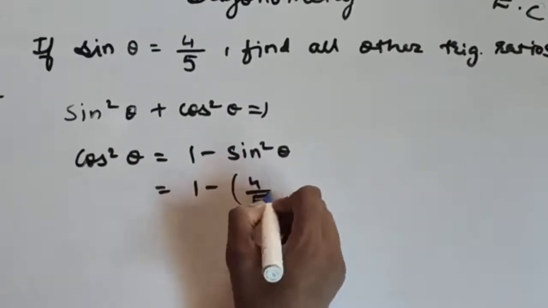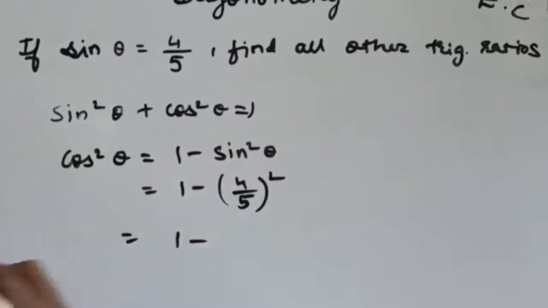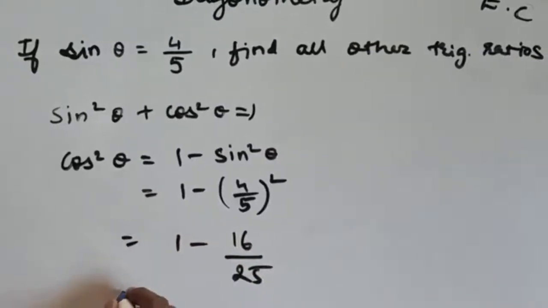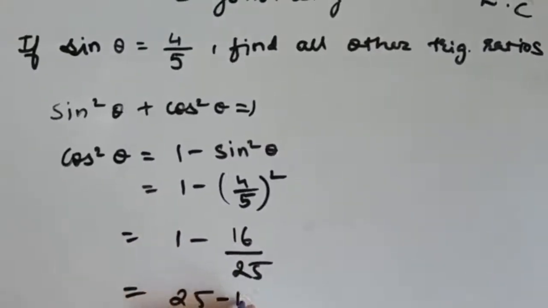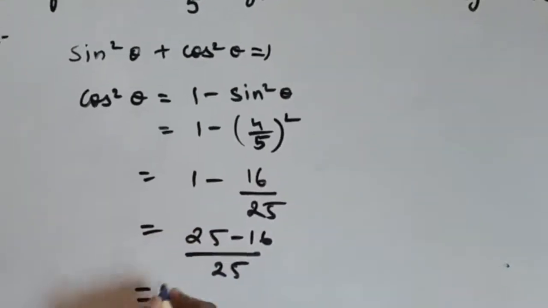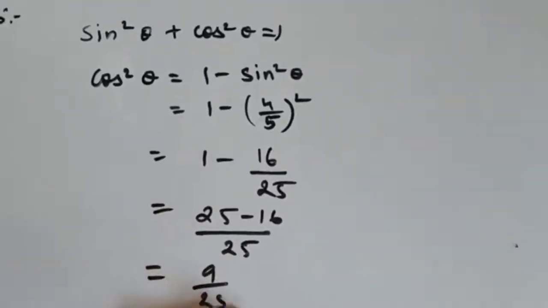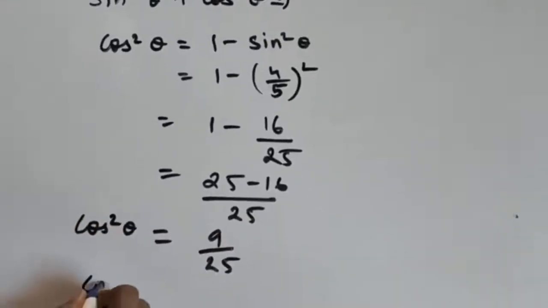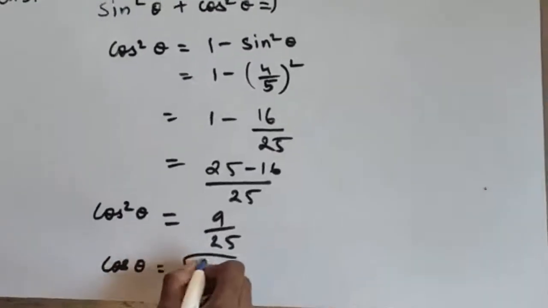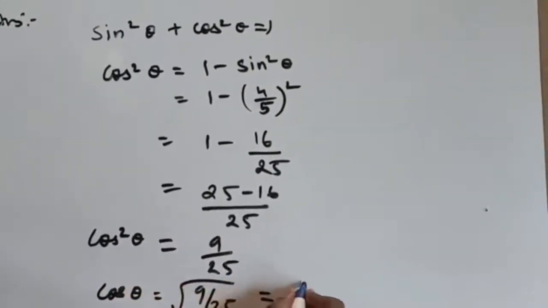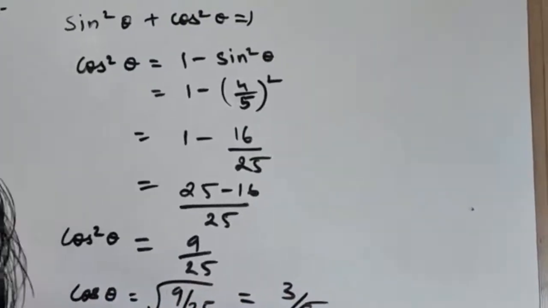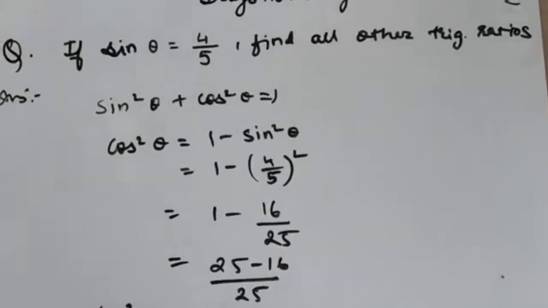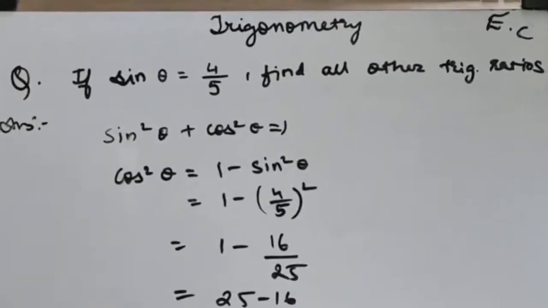So 1 minus 4 by 5 square. It will be 1 minus 16 upon 25. On solving this, it will be 25 minus 16 upon 25. 25 minus 16 is 9 upon 25. Okay, so this is the cos square theta. We want cos theta. So cos theta will be root over 9 by 25. This will be 3 by 5. Understood? Similarly, we will be finding all the other trigonometric ratios.